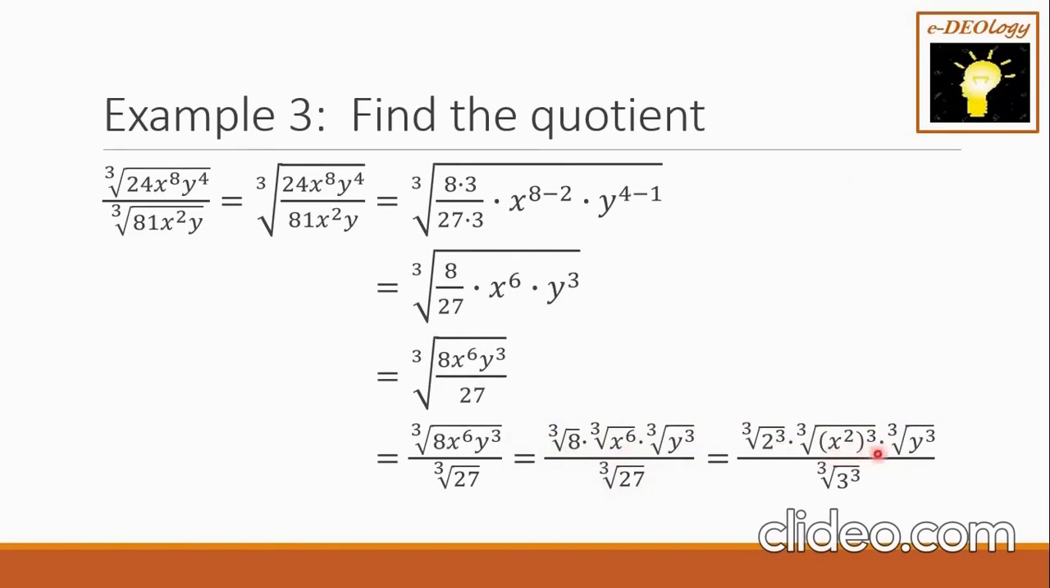So from here, we can now simplify. We can now cancel the radical and the powers respectively. So for the first term, we can cancel the radical with the power 3. So only the base 2 will come here. In the second term, we cancel the radical also with that power 3. Only the x squared will come here. On the third factor, we can cancel the radical also that power 3. Only the y will come here. In the denominator, we can cancel the radical and also the power 3. Only the base 3 will come here. So for our final answer, this is 2x squared y all over 3.